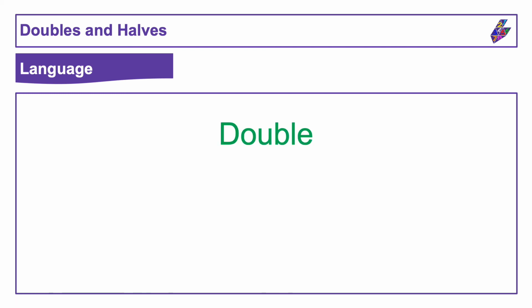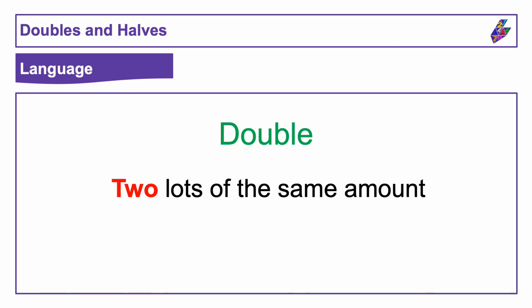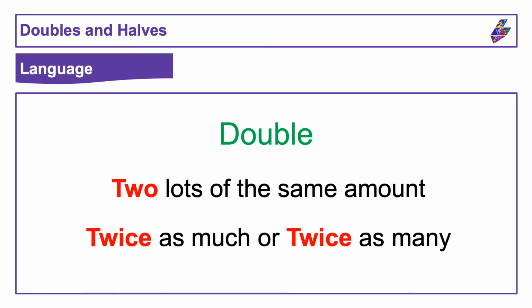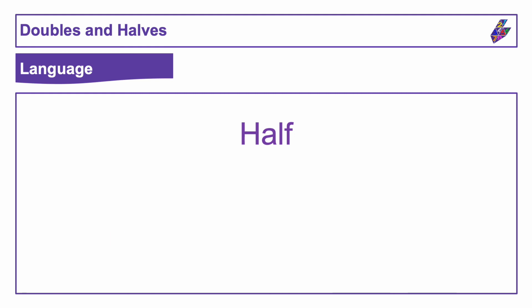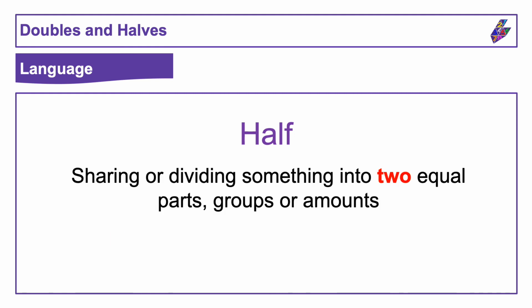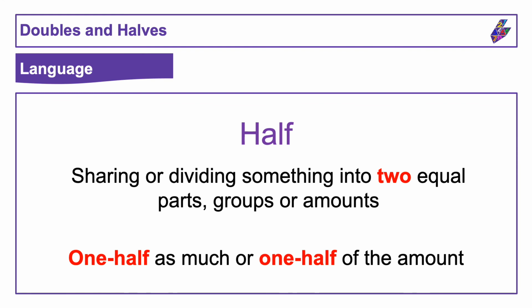So just to review the language that we've seen, double can mean that you have 2 lots of the same amount, or it might mean that you have twice as much or twice as many. Half can mean sharing or dividing something into 2 equal parts, groups, or amounts. Or you might say that you have 1/2 as much, or 1/2 of the amount.